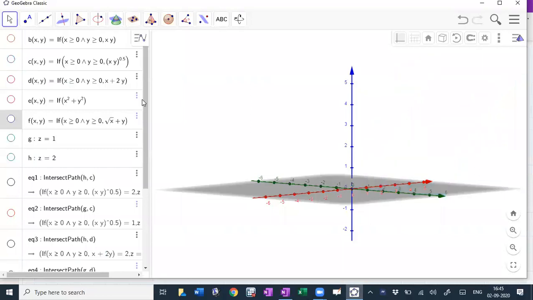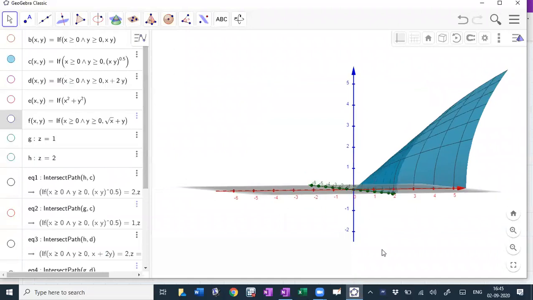So to look at indifference curves of, let's say, this first function, square root xy, let me just write it.